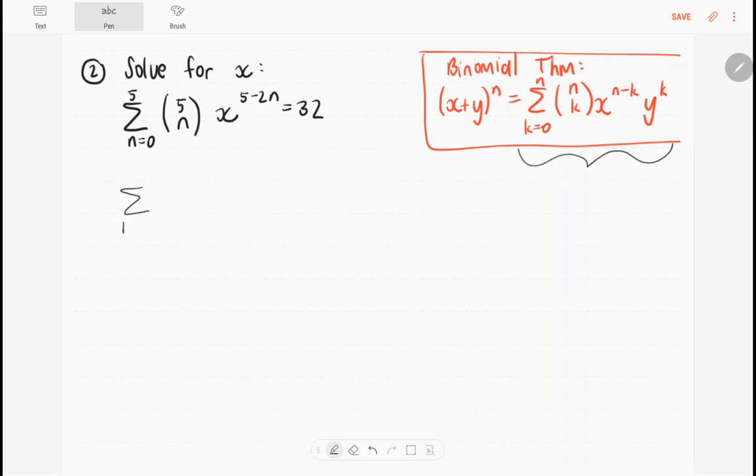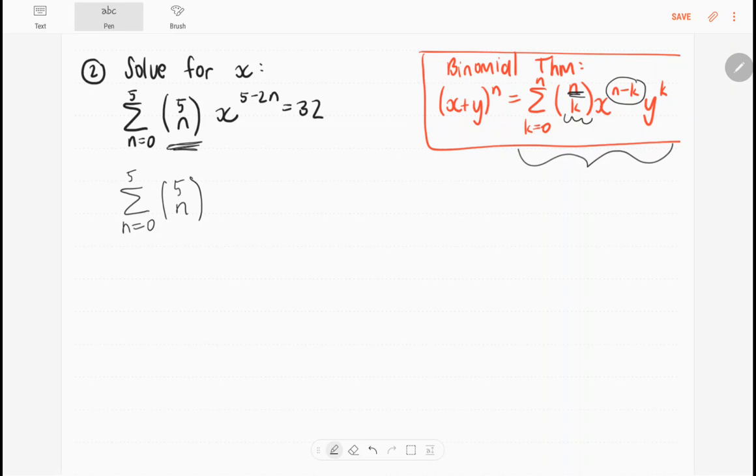So I have the sum from 0 to 5 of 5 choose n. Then I have x to the 5 minus 2n. But I need x to the 5 minus n, right? If I compare it to what I have there, I have n minus k. So this means that if I compare it to what I have here, I have a 5 where I have an n in this case, and I have an n where I have a k in that case.